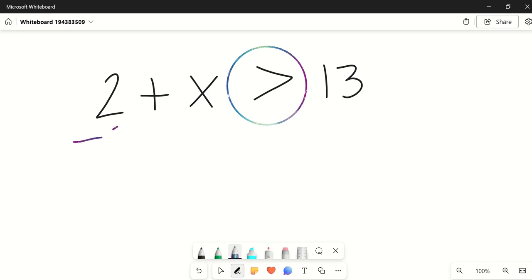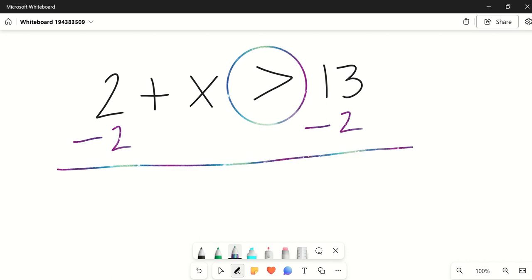So I'm going to subtract 2 from this side, and I'm going to subtract 2 from this side. 2 minus 2 equals 0. 13 minus 2 equals 11. So we rewrite it. My answer is not 12, like somebody said. This is x is greater than 11.